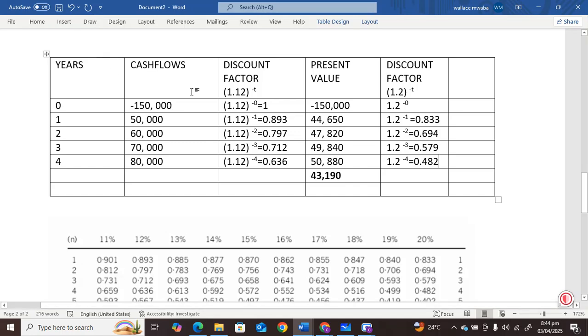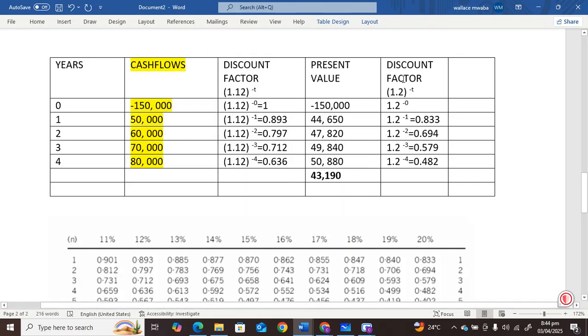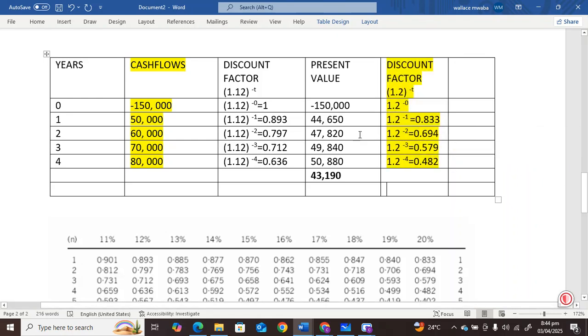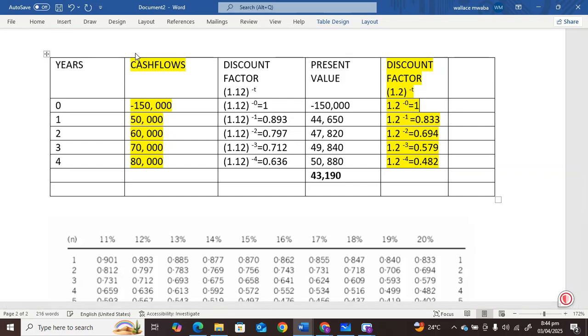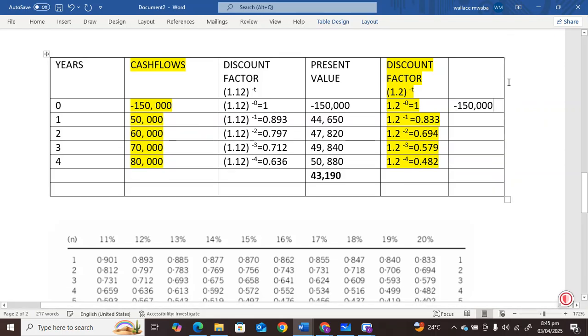So we're multiplying these same cash flows with these new discount factors. In year zero, since the factor is one, negative 150,000 times one gives negative 150,000. That's year zero. Year one, 50,000 times 0.833. What do we get?